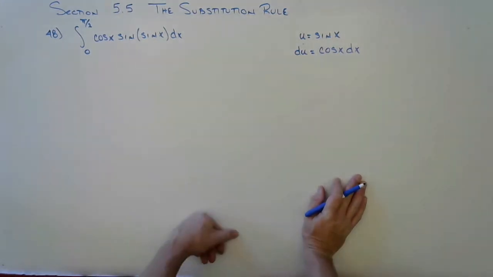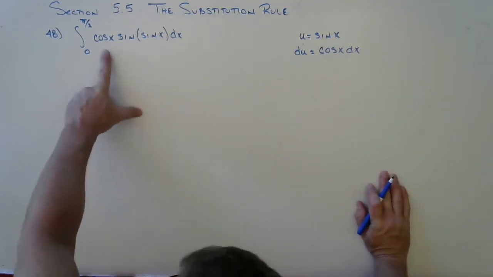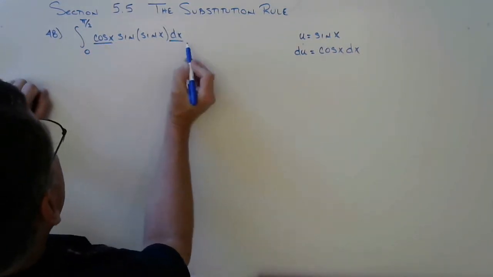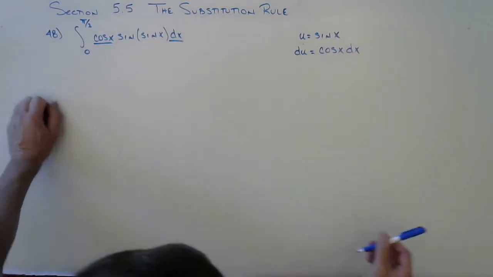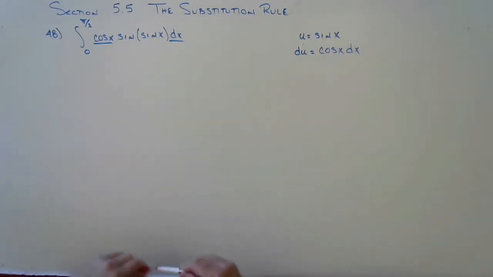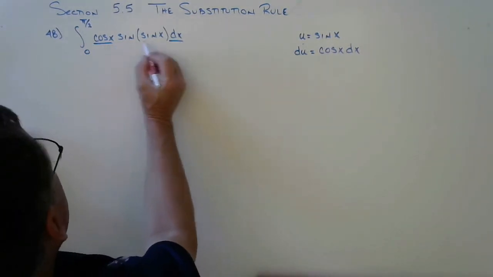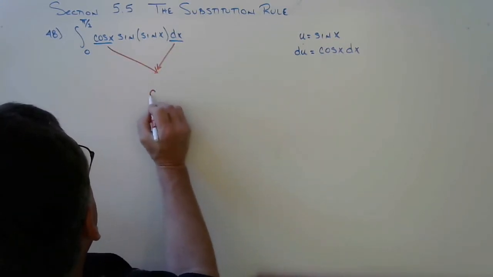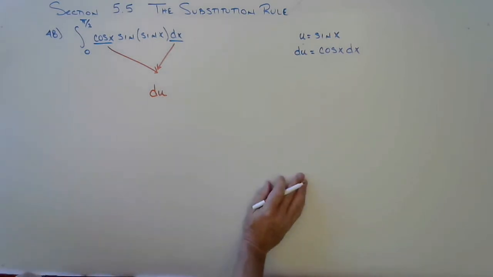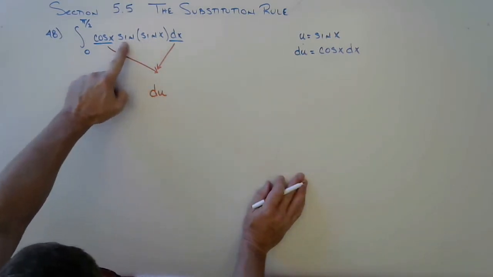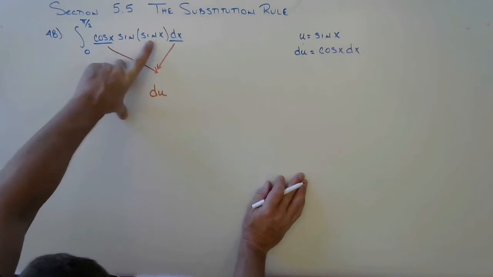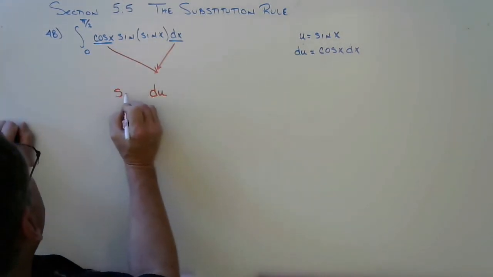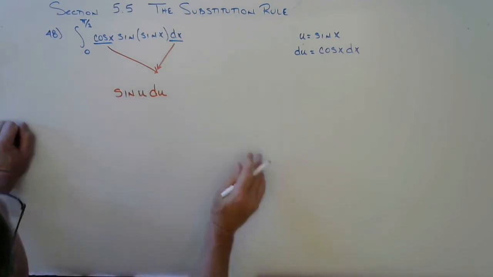Now, when we look back at the problem, we have a cosine, right? They gave us a cosine right here. So this piece and this piece multiplied together make du. Right now, these two pieces come together and they give us a du, don't they? Now, what is this? Well, this is sine. We haven't done anything with that. And we have called sine x u. So this is sine of u.